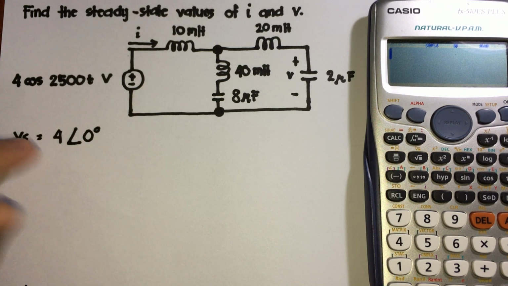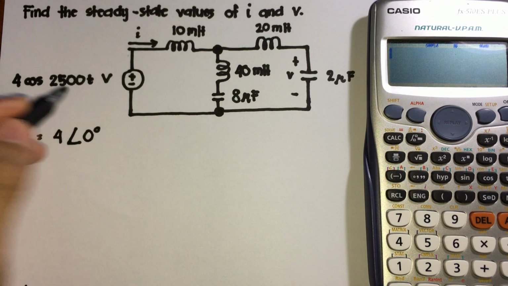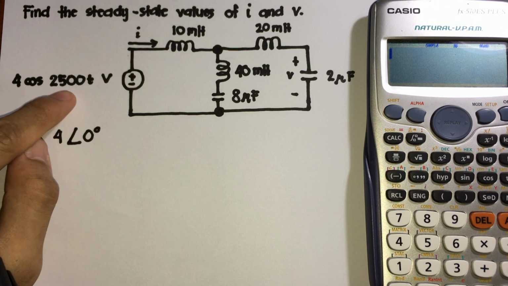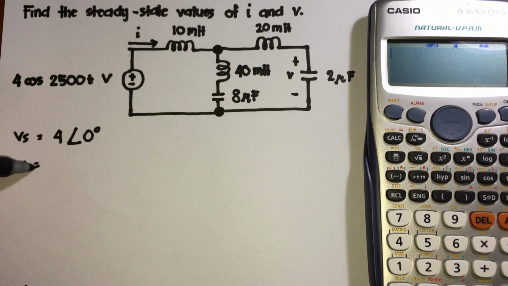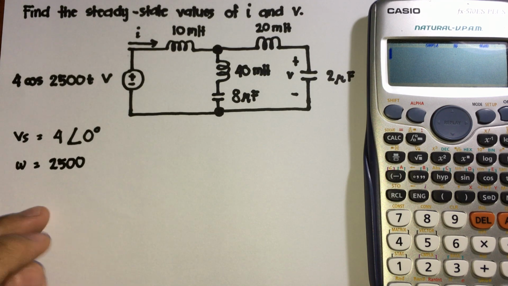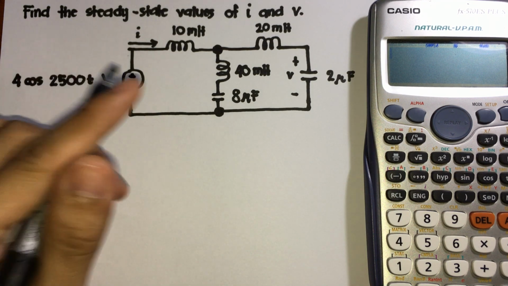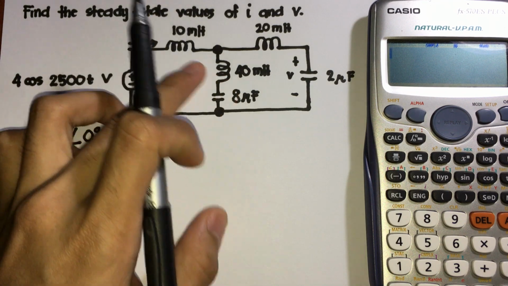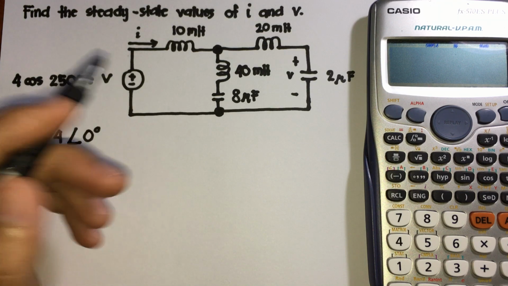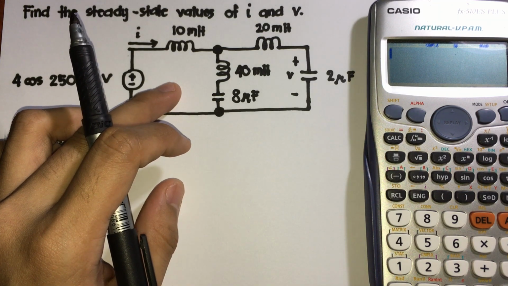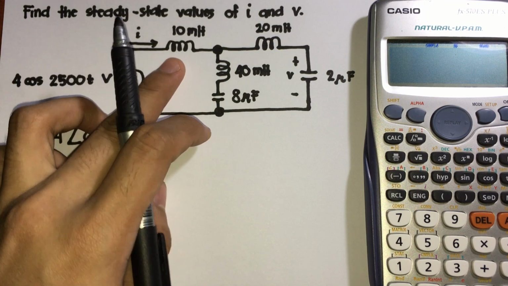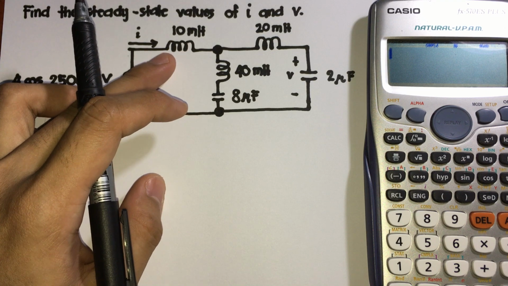The next thing is we are also going to put its angular frequency. This one, 2500, denoted by omega. After that, we are going to transform these inductors and capacitors into resistors by solving them and treating them as resistors using the impedance.